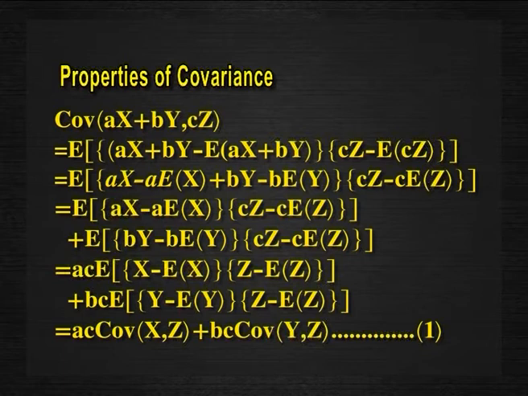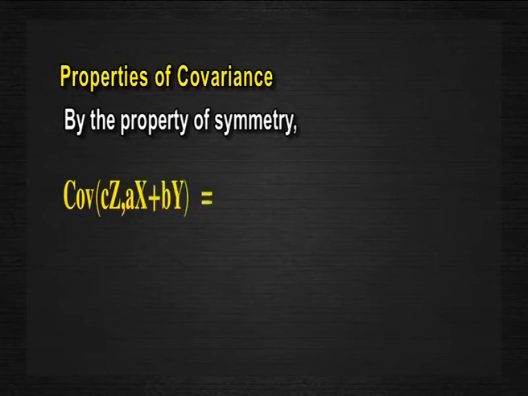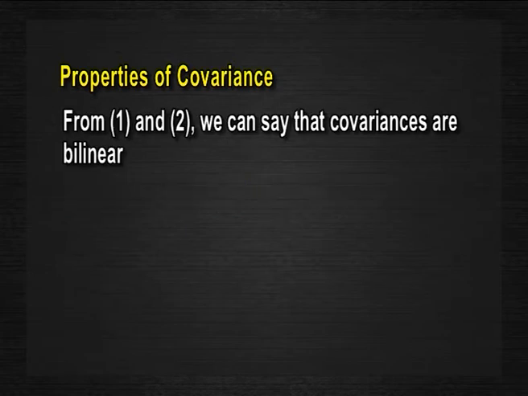Name this as equation number 1, which is a linear function. Now, by property of symmetry, covariance of cZ and (aX + bY) is equal to a into c into covariance of Z and X plus b into c into covariance of Z and Y, which is also a linear function. From 1 and 2, we can say that covariances are bilinear.